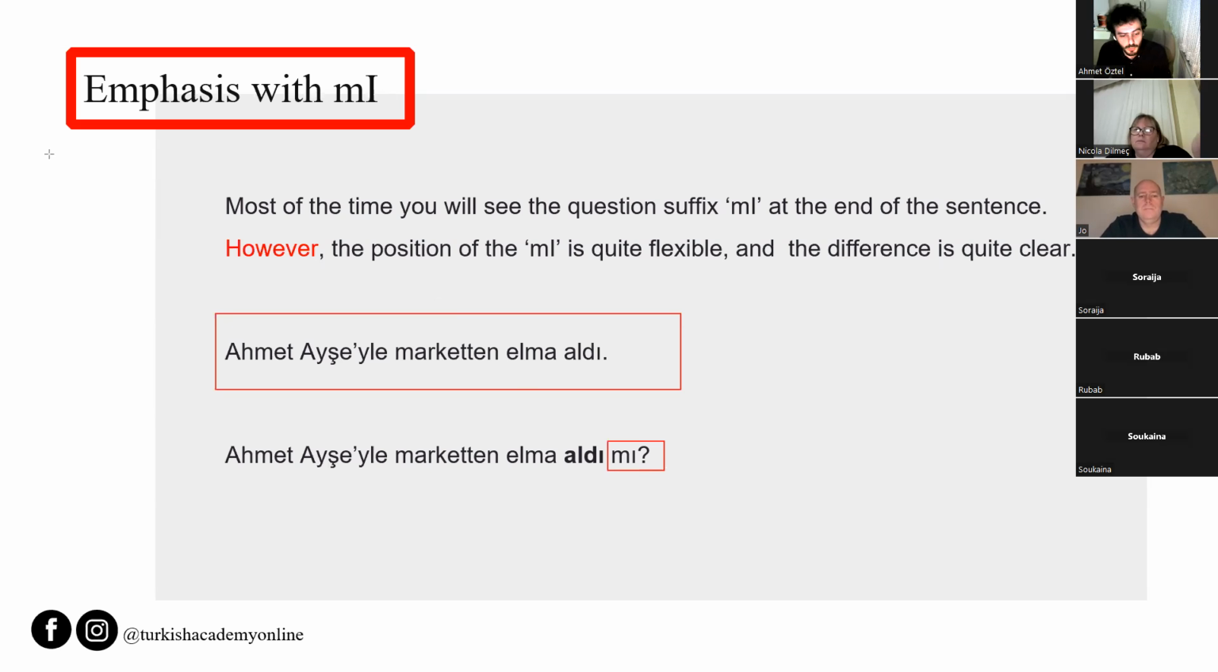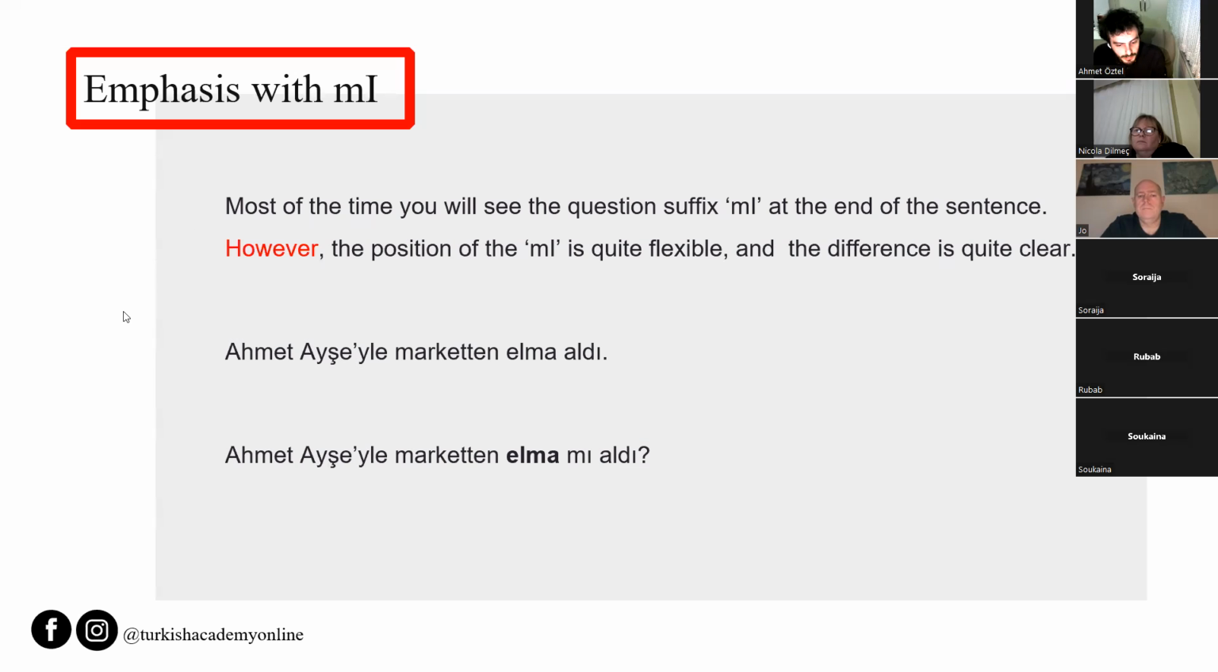But if I want to ask about maybe if I want to confirm that Ahmet is buying apple, I can change the position of mu. And the thing that I'm asking about, the thing that I want to focus on, if it is before my mu, in this case, it's elma over here, this is what I'm asking. Ahmet Ayşe ile marketten elma mı aldı? Is it apple that Ahmet bought? So the question becomes something like that. So the meaning actually changed quite a lot. But all I did was shifting m to the next word.